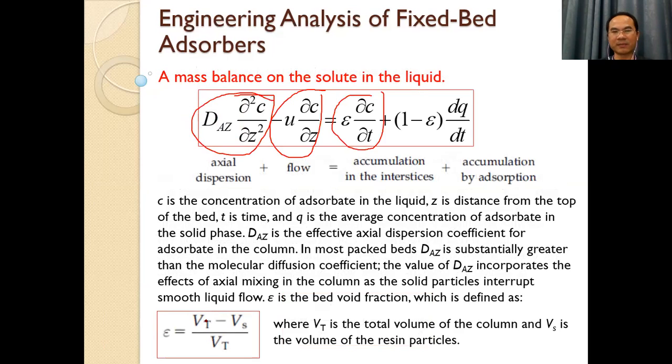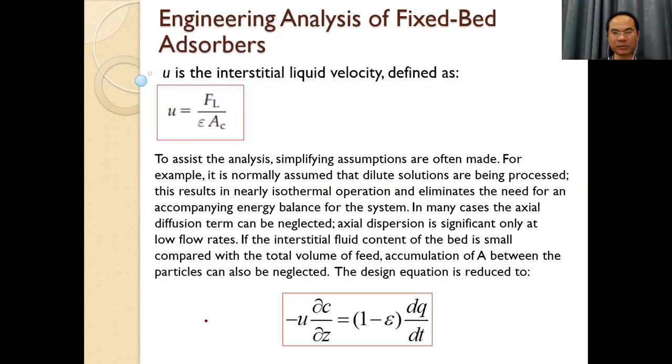This is a partial differential equation because we have 2 dependent variables and 2 independent variables. C and q are dependent variables. z and t are independent variables. Quite complex. That's okay. For the assumption in this case, you have to reduce or cancel the axial dispersion. Axial dispersion is quite small when you compare it to the flow in and flow out.